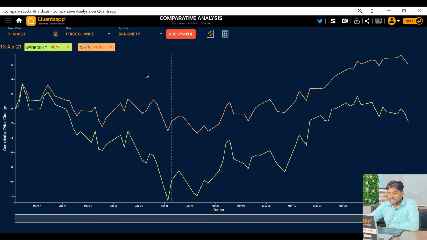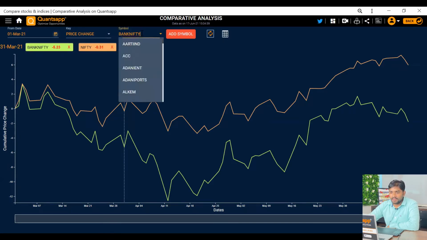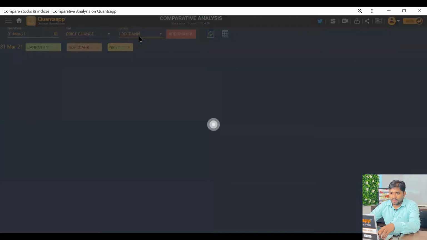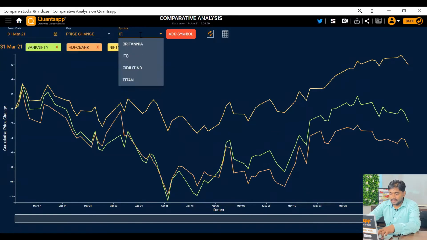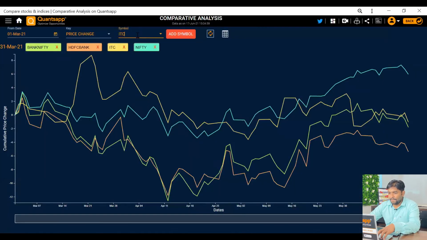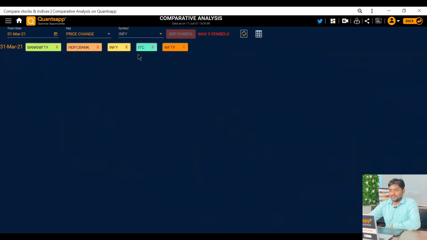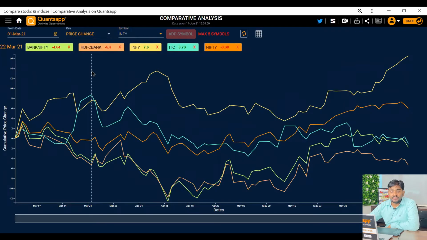Now how to read this specifically? You can add up to 5 symbols in this. So let me add, let's say, HDFC here. I'll add ITC. I'll add Infosys. Now, just to check the relative correlation between these 5 indices and scripts specifically, you can see that.